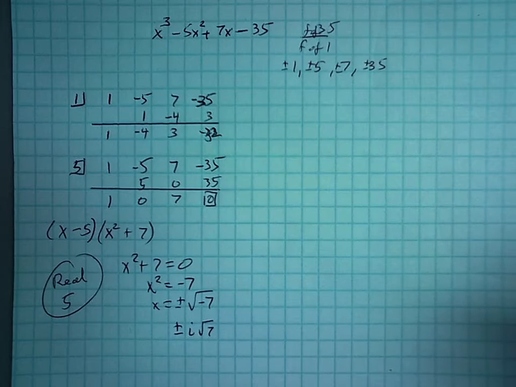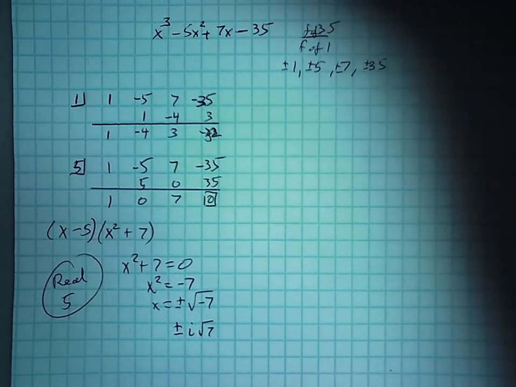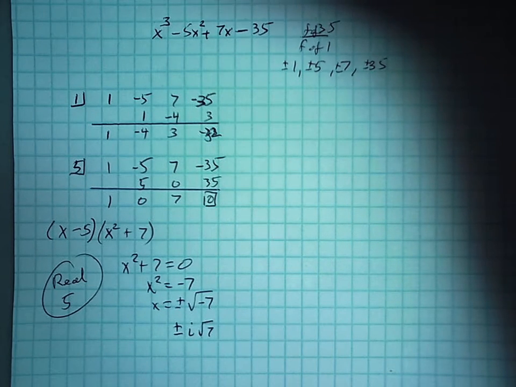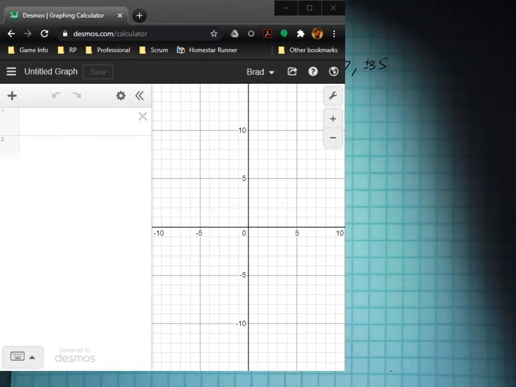For my last example then, we will be using the graph in order to narrow down our list of possible suspects, which means I really should have opened Desmos earlier. Let me get it running here. All right, so here's my Desmos.